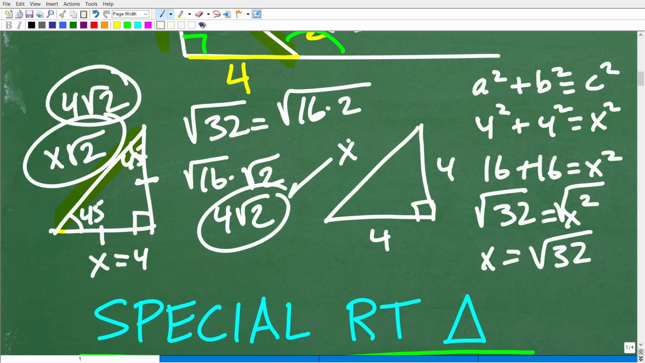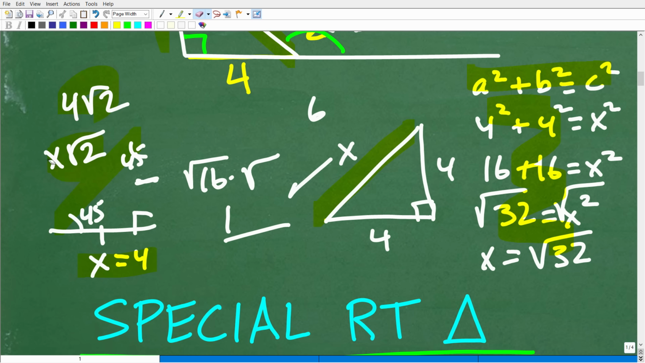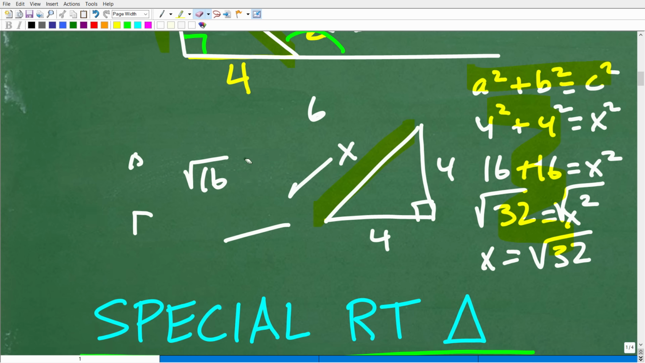So you could see that we used the Pythagorean theorem, but instead of doing all this work, we could have just simply taken this 4, multiplied by square root of 2, 4 square root of 2, and we would have gotten the answer. So that is the 45, 45, 90. You need to know that for sure.